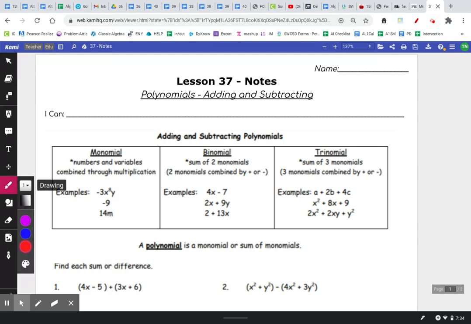Let's start with this. Keep it basic. Keep it simple. All right, what can we do by the end of this lesson? I can add and subtract polynomials.